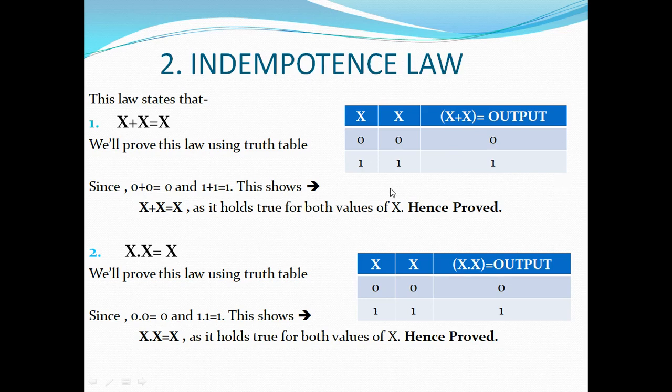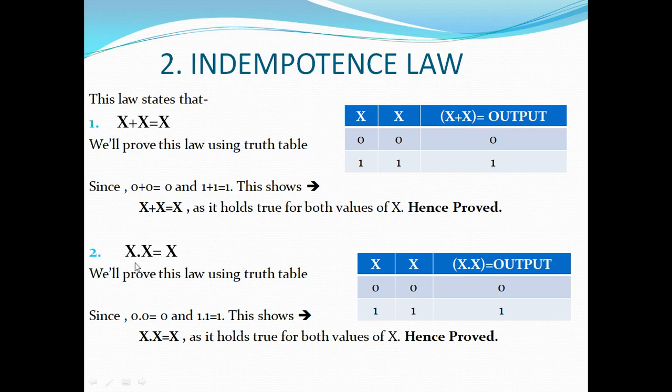Make a truth table for this. We have taken x, twice we are using x. So x is 0, or x is 1. If we add the two x's, 0 plus 0 will always give 0, which is similar to x only. And 1 plus 1 is also 1. So we can compile this truth table and we can say that x when added with x is always x only. So using this truth table we have proved this law.